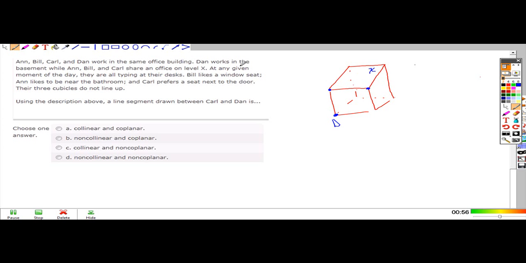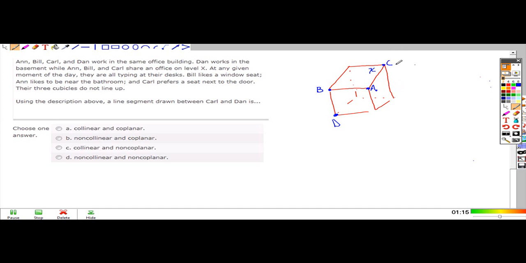And then it says that Bill likes a window seat, so you could say that there's the window. Anne likes to be near the bathroom, so let's say that's located here. And in that same plane X, Carl prefers a seat next to the door, and so you can represent it here.